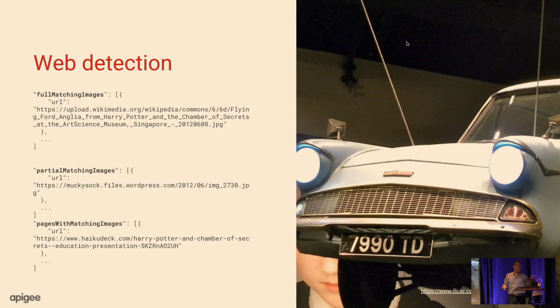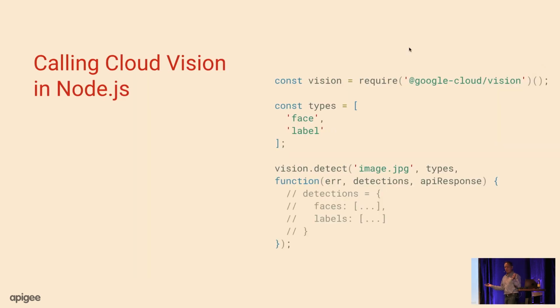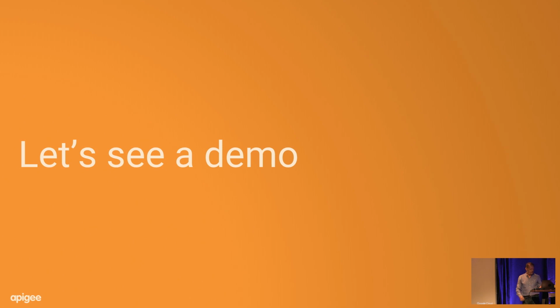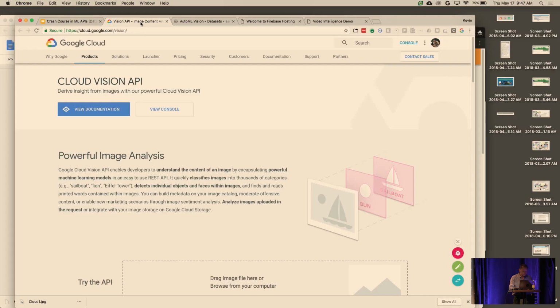So here's what it looks like when you get the raw data back. And we have the APIs available in 7 what we call Google Silver languages: Node.js, Python, Go, Java. Pretty much anything you're going to be using, you can access these APIs. So let's go ahead and take a look at a demo here.